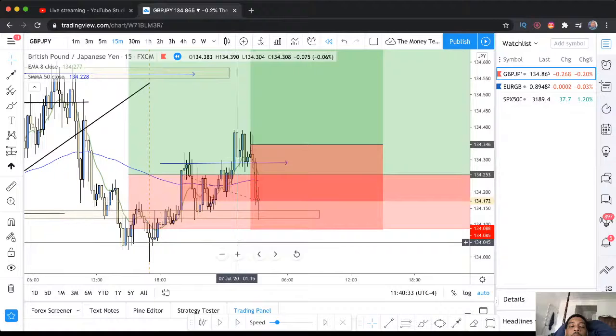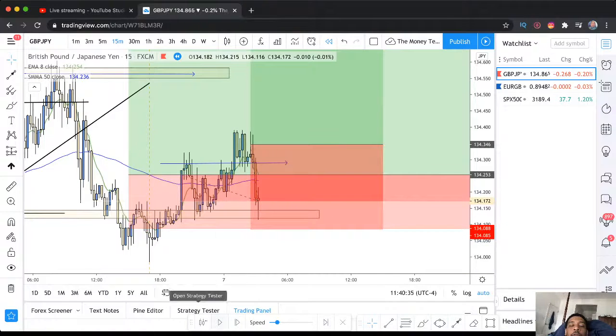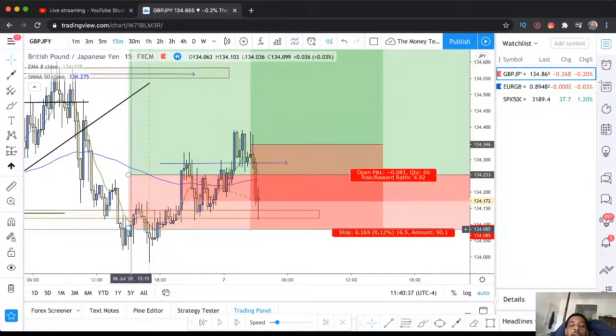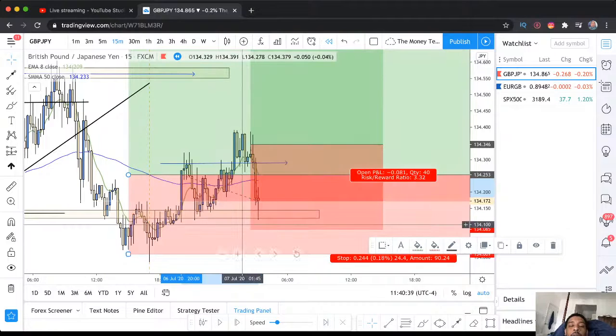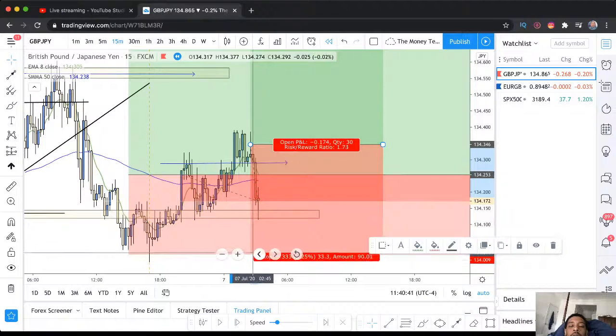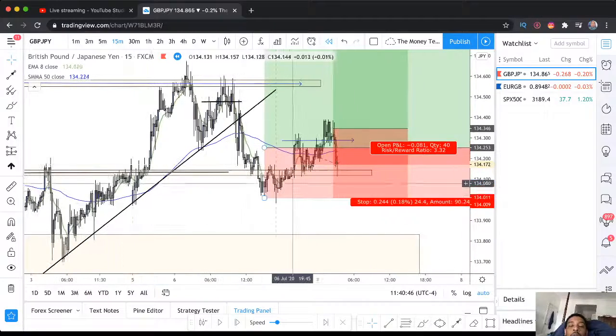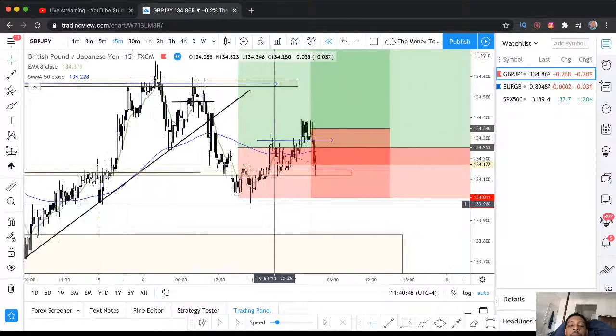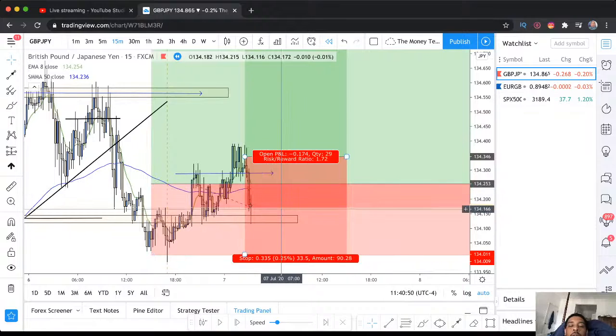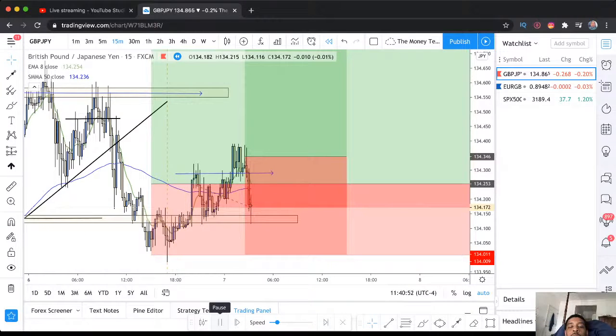I had brought this up a bit closer before. So my original idea was to be like below here. That's where it should be. Alright, so because why? Because we're below structure. This is the swing low, and the swing will allow price to do its thing. And let's allow price to do its thing.